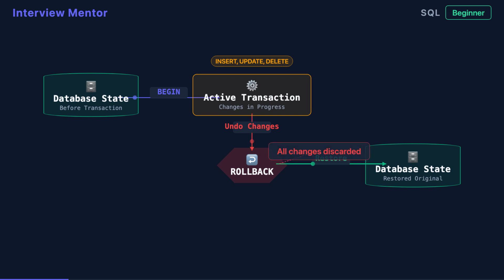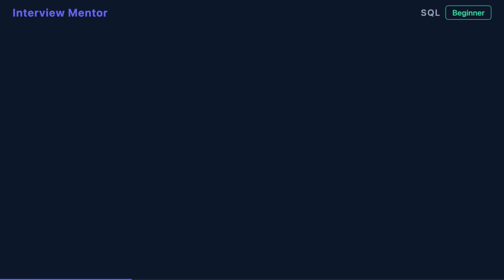When you execute ROLLBACK, the database reverts to its exact state from before the transaction began. Every insert, update, and delete you made? Gone. It's like hitting the undo button on your entire transaction. The database restores all modified rows, deleted records come back, and new insertions disappear completely.